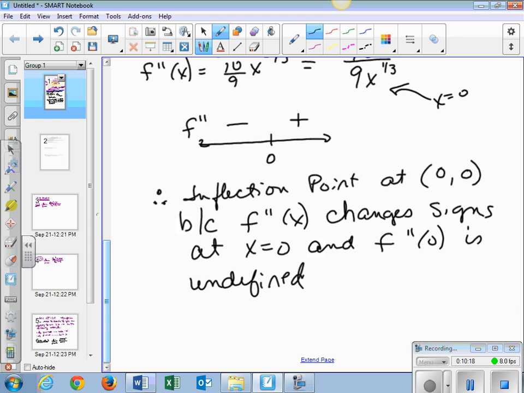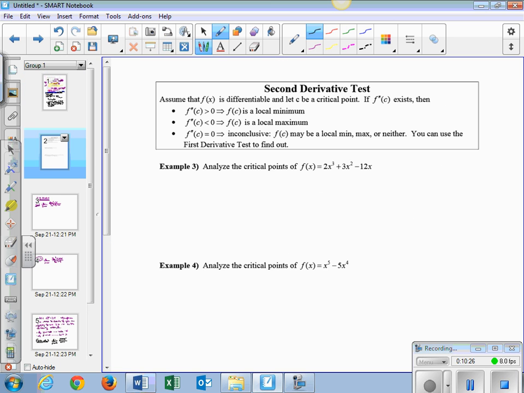Now, did it say to justify on this one? No, it did not, but I'm going to practice that because they will ask you that on the AP exam. Okay, moving on to the next page.